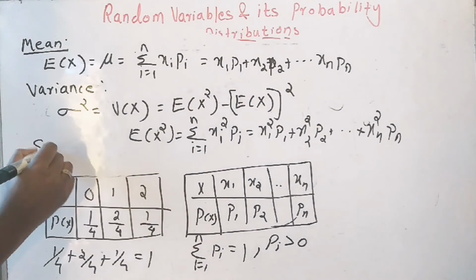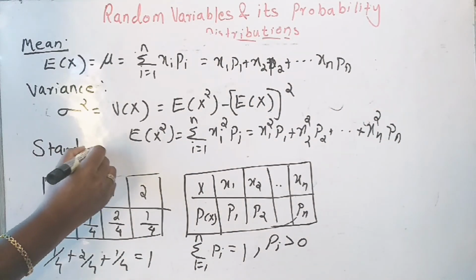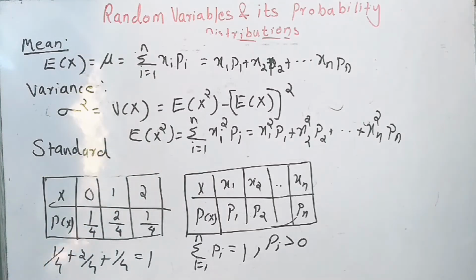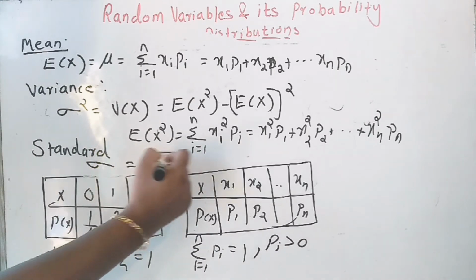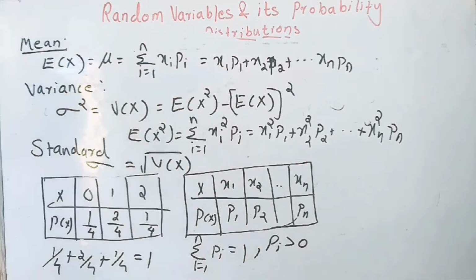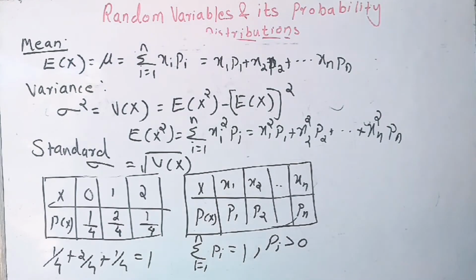And standard deviation. Standard deviation is denoted by sigma and it is the square root of variance of x.